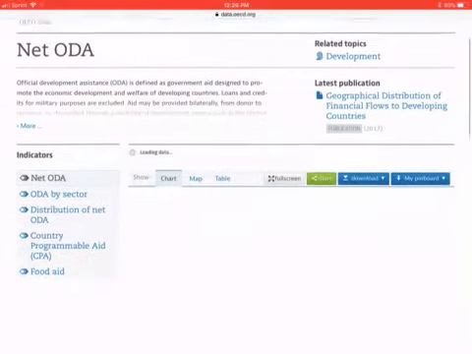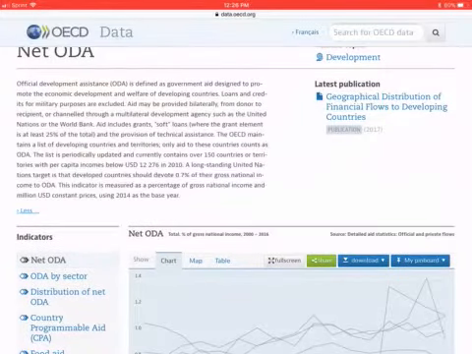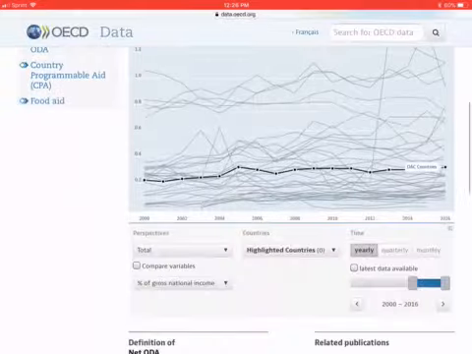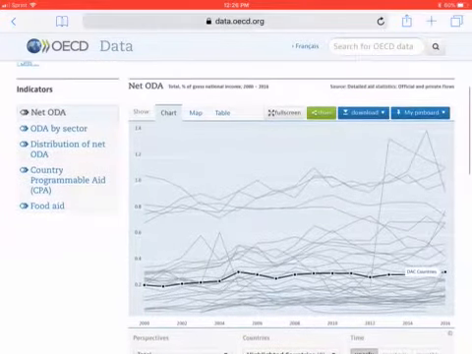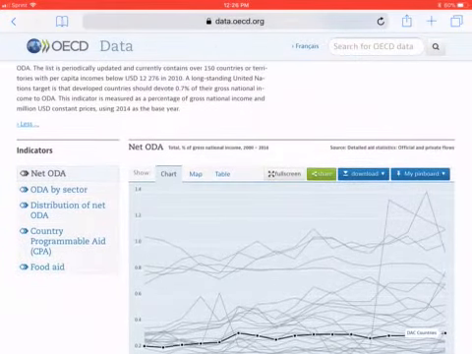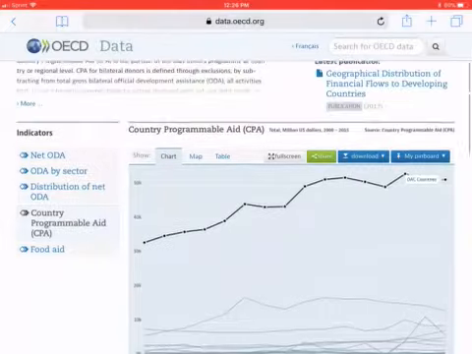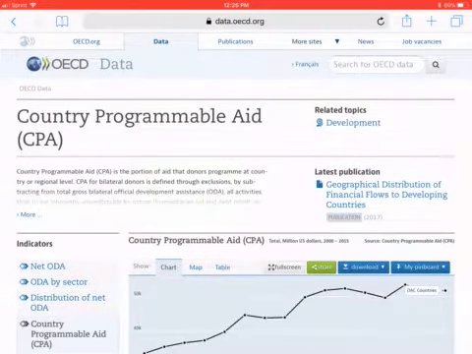So, Alex, do you want the front to look like this, or like this? So it looks like there's food aid. Let's see what country program will aid. There's a portion of aid that donors.